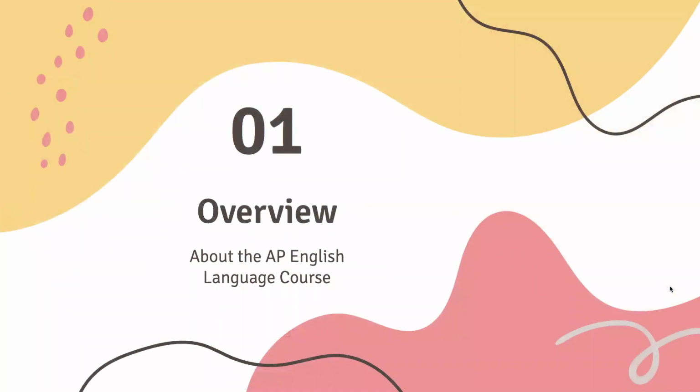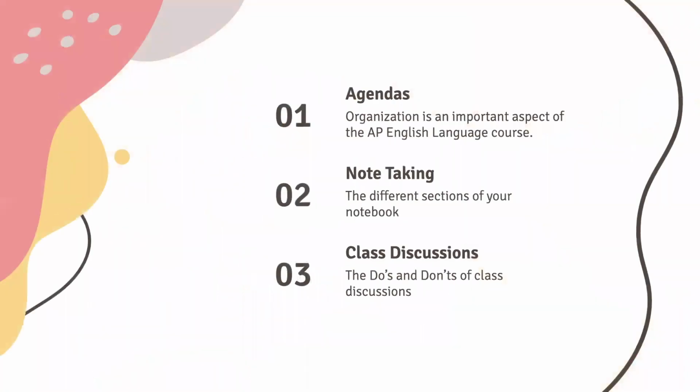So first is the overview about the AP English Language course. In this section, we're going to be going over 3 topics. The first one is the agendas, which is an important part of the class because it organizes your stuff. Next, we're going to be talking about note-taking. The different sections of your notebook are all equally important, and we're going to be talking about those sections. Lastly, we'll be talking about class discussions and the do's and don'ts of such an important class technique.